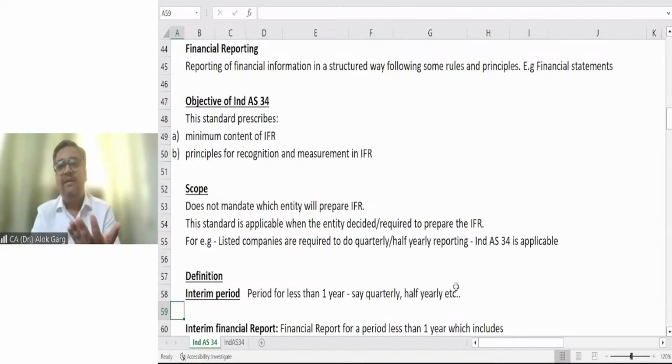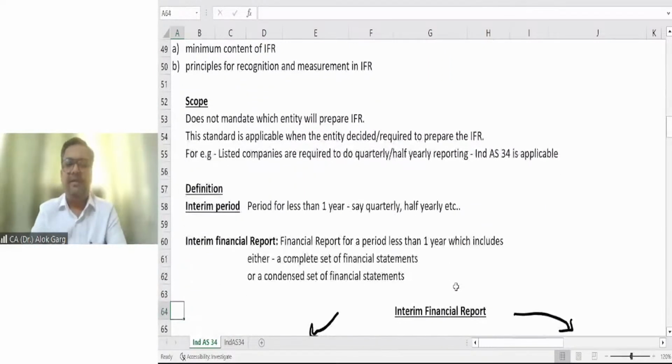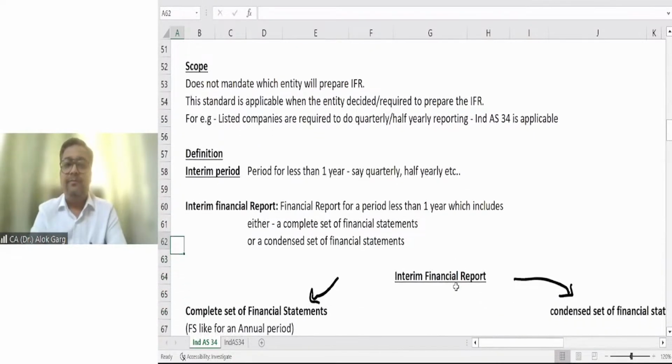If you have decided to prepare interim, then I am applicable. Okay, this standard says that interim period is a period of less than 1 year, like quarterly, half yearly, 9 months ended. And an interim financial report is a financial statement for a period of less than 1 year, which includes either a complete set of financial statements or a condensed set of financial statements.